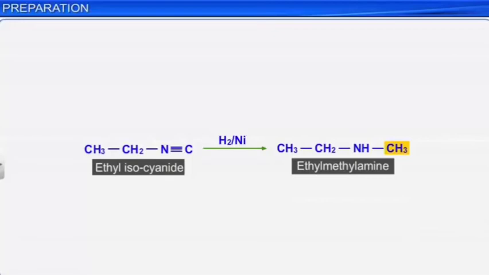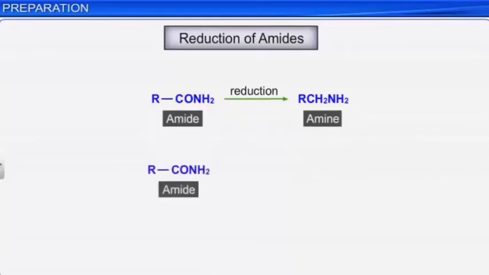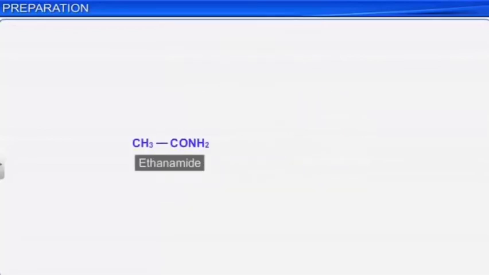Another method for the preparation of amines is the reduction of amides. Amides on reduction with lithium aluminium hydride yield amines. For example, ethanamide on reduction with lithium aluminium hydride gives ethanamine.